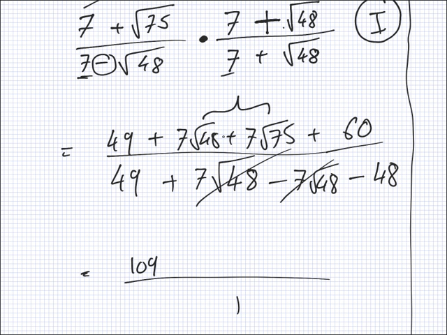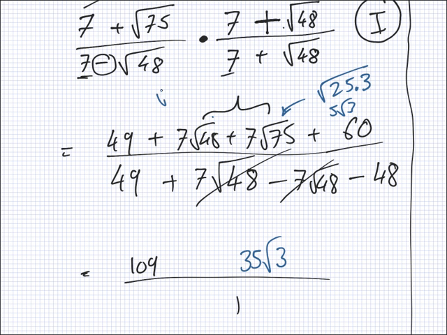Root 48 and root 75. Well, I know root 63. You're giving me the final answer when you add the two together. Yeah, 58 root 3. Well, hang on. Let's just do each part. Root 75 is the same thing as root 25 times 3, which is 5 root 3. So that's the same as 35 root 3.